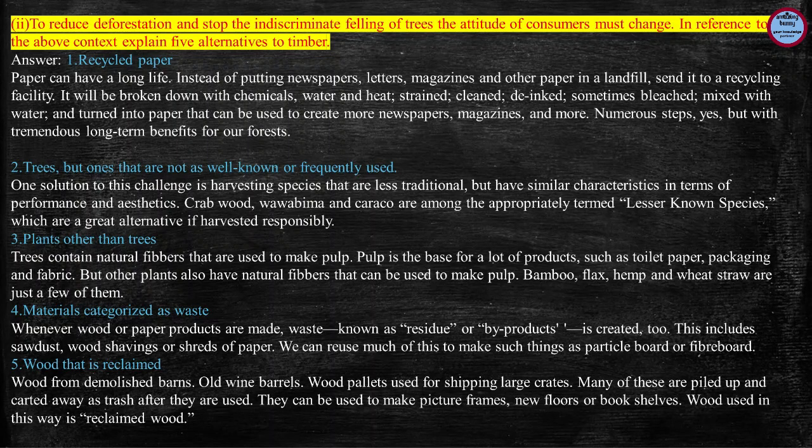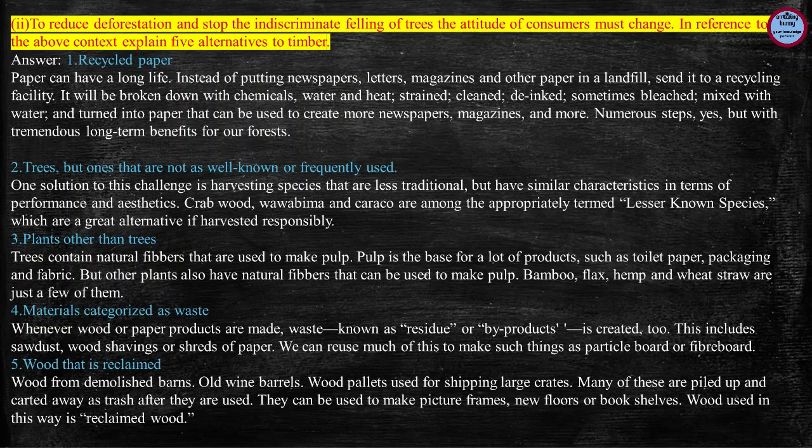Fourth way is materials categorized as waste. Whenever wood or paper products are made, waste known as residue or byproducts is created too. This includes sawdust, wood shavings or shreds of paper. We can reuse much of this to make such things as particle board or fiber board.